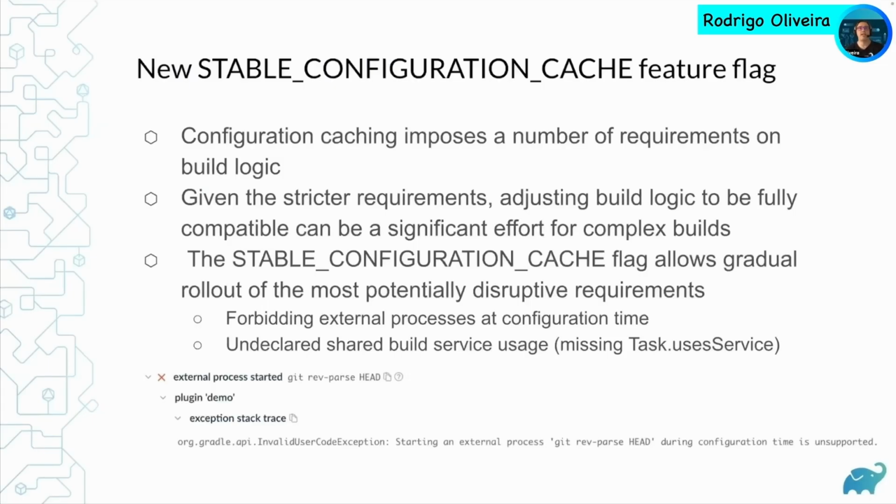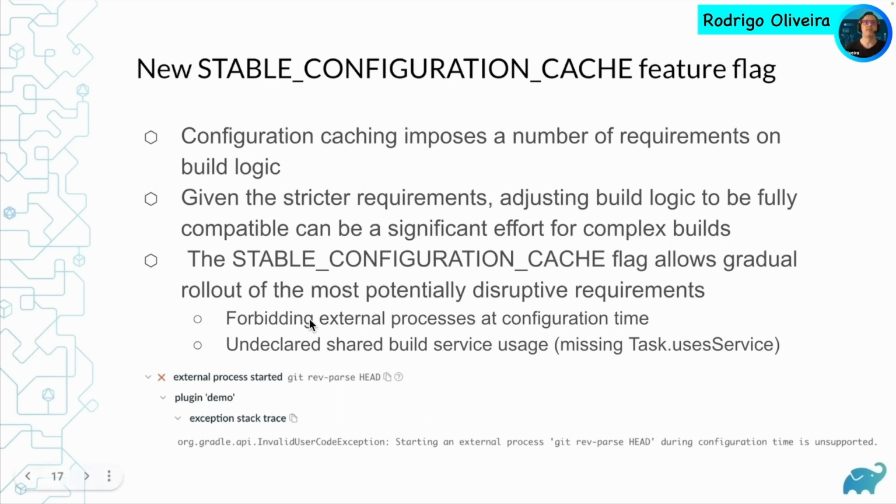We introduced a new stable configuration cache feature flag because it's actually a significant effort to migrate, still is, to migrate a complex build to the configuration cache. So we decided to introduce this flag. The more disruptive validations are now behind that flag, right?